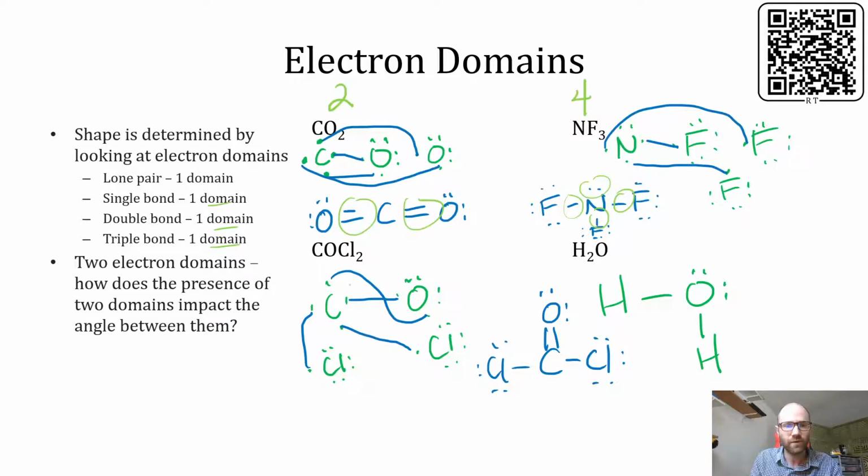That's 4. For COCl2, we've got 1, 2, 3. No lone pairs. A double bond counts as 1. That's a total of 3 electron domains. And for water, similar to NF3, we've got 4. The difference is 2 lone pairs, 2 bonds versus 3 bonds, 1 lone pair. So that's going to be our starting point.